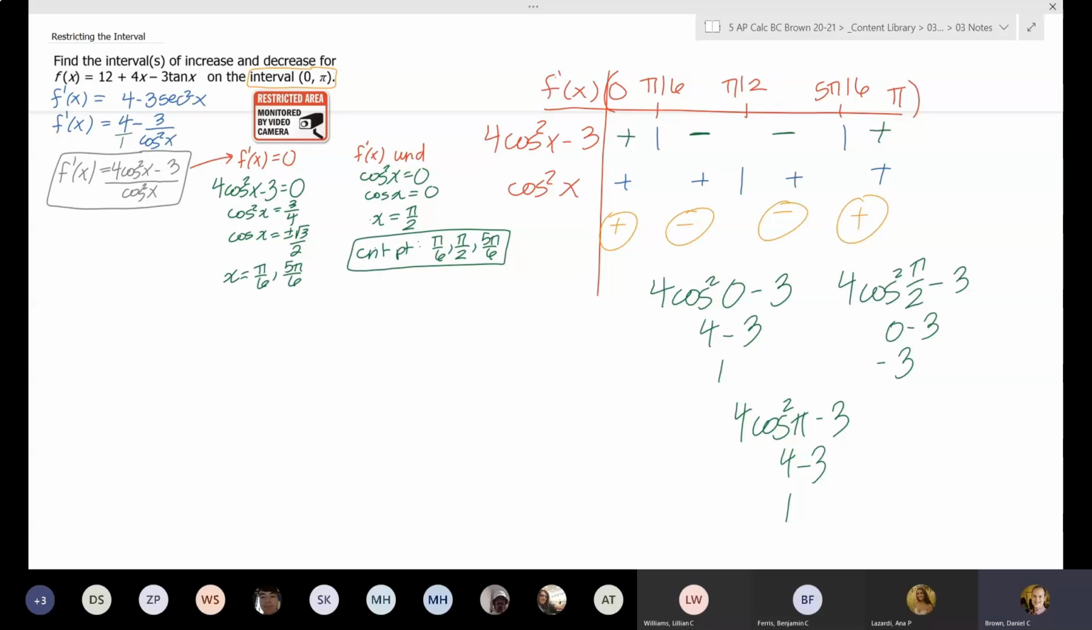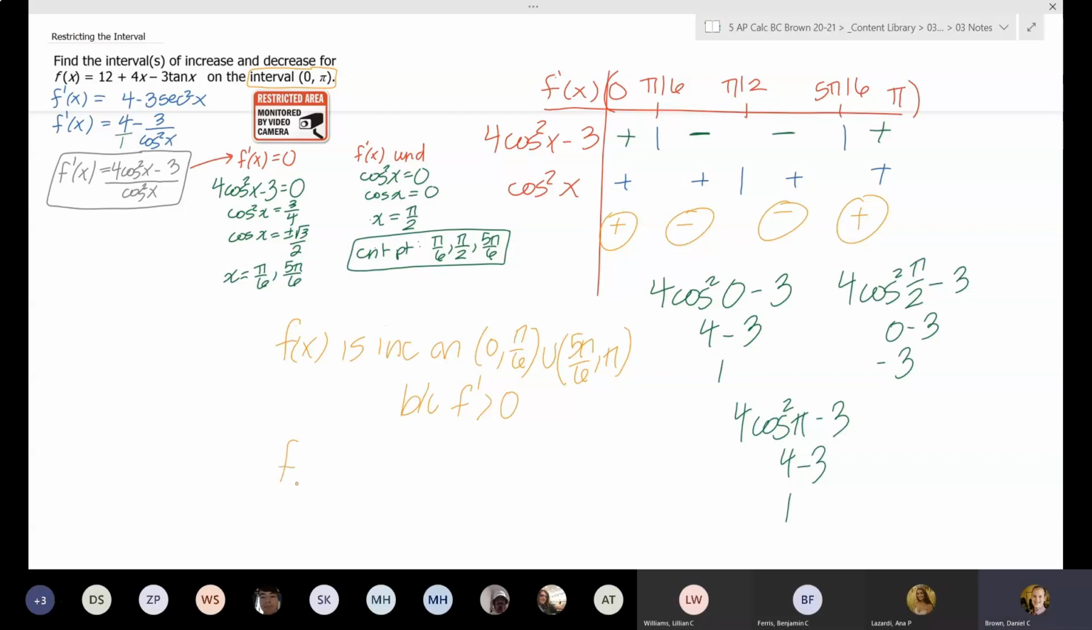Your answer is not the sign chart. You do need to justify your answers. So I can say that this was a function f of x. F of x is increasing on the interval from 0 to pi over 6, union 5 pi over 6 to pi. How do I know that's increasing? Because f prime is greater than 0 there.